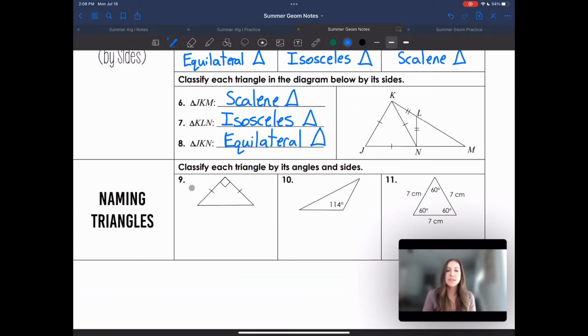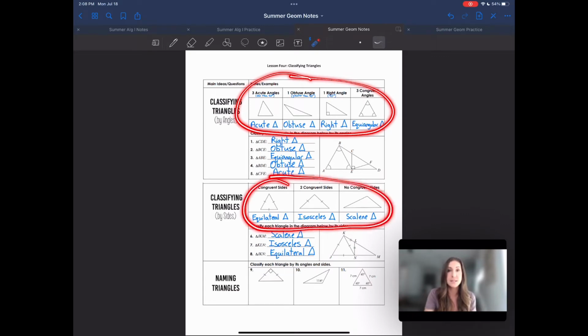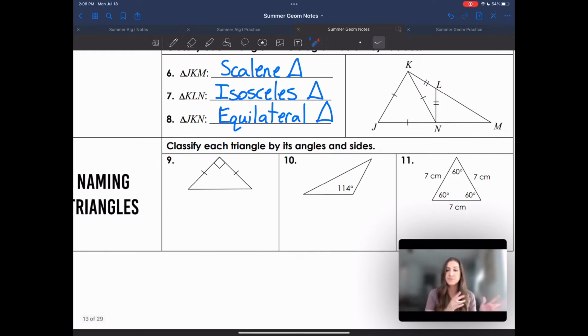Okay, on this section, it wants us to classify each triangle by its angles and sides. So we're gonna list like 2 vocab words for each one. Okay, so one of our words will be from this little set and the other word will be from this set. And we're gonna do it for each one of them. If you wanna try these and pause it, speed up, check your answers, go for it.